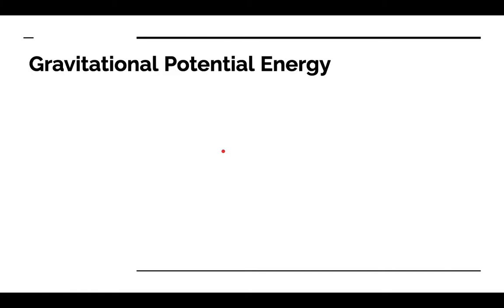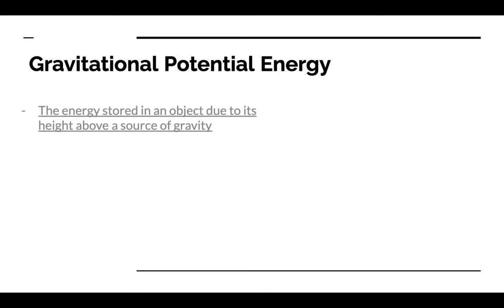So gravitational potential energy. Gravitational potential energy is the energy stored in an object due to its height above a source of gravity. So in our case, on Earth, the source of gravity is, well, the Earth. So we would measure our height above the surface of the Earth.